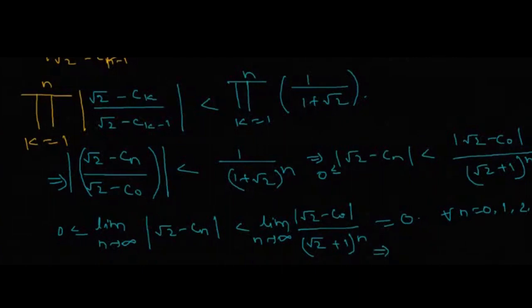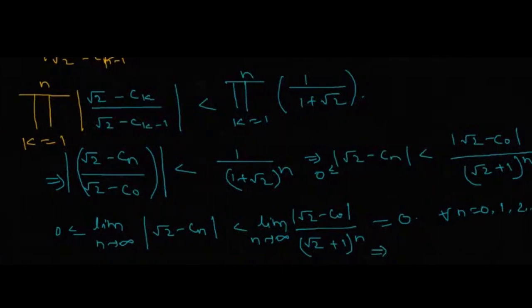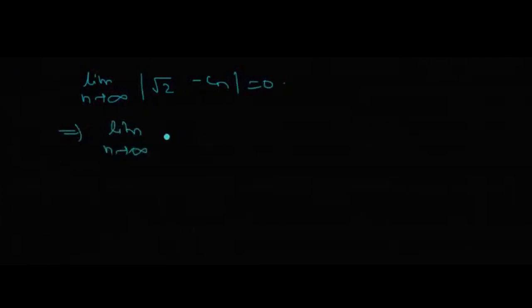Let's write our next piece. Limit n tends to infinity mod of root 2 minus cn is equal to 0, which implies that limit n tends to infinity cn is equal to root 2. So this is part C.